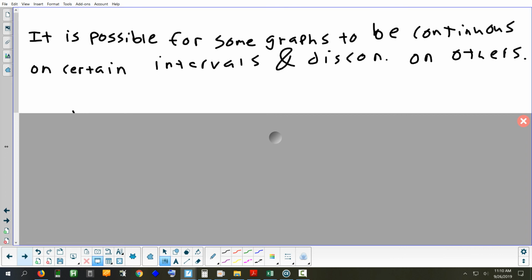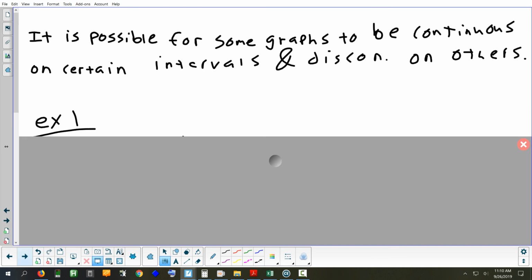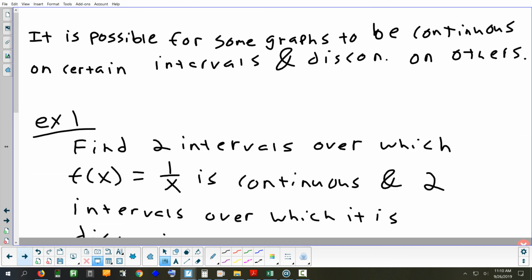All right, so this I just said to you guys. It is possible for graphs to be continuous in some spots and not continuous or discontinuous in others. So let's graph the function 1 over x, and I want you to give me two intervals that are continuous and then two intervals that are discontinuous.